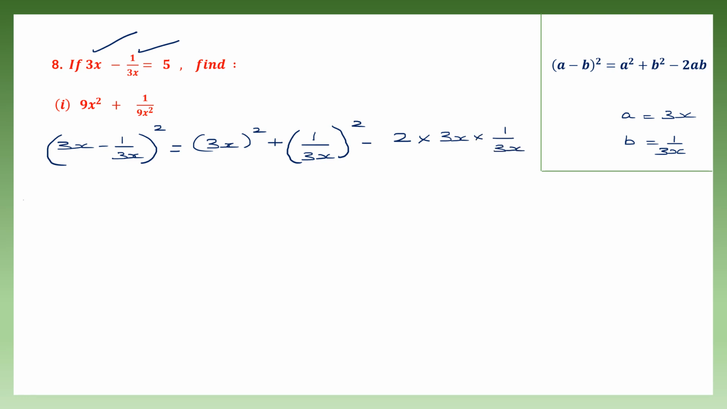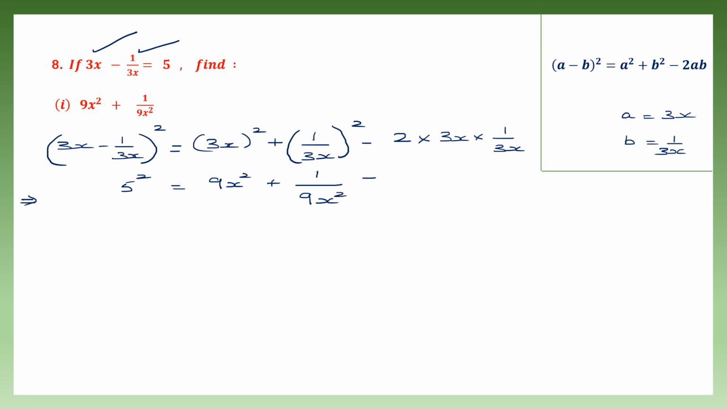Now let's simplify. As you can see, 3x minus 1 by 3x is 5. So when you square this, you must square the other side also. So that is 5 square. 5 square is equal to, now let's simplify this. 3 square means 3 into 3, 3 3s are 9. x into x is x square. Plus, here also everything is square. 1 into 1 is 1. 3 3s are 9. x into x is x square.